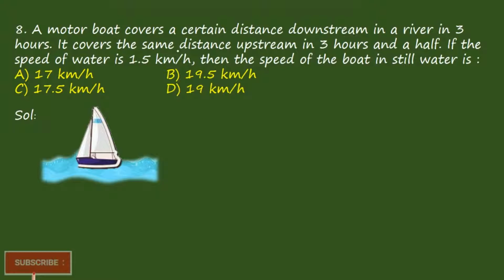Now coming to the next question. The motorboat covers a certain distance downstream in a river in 3 hours. It covers the same distance upstream in 3 hours and a half. If the speed of the water is 1.5 kilometers per hour, the speed of the boat in still water is. Okay. First we need to understand the question.